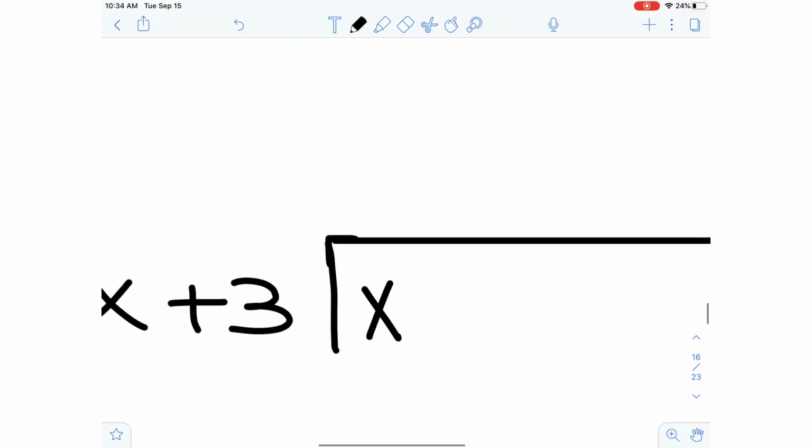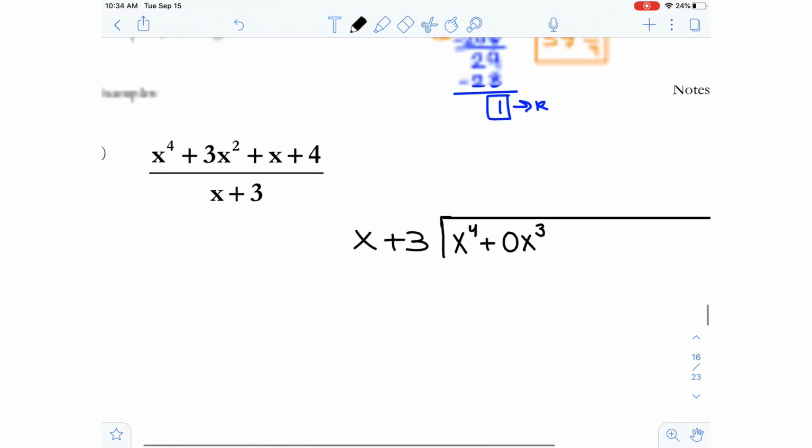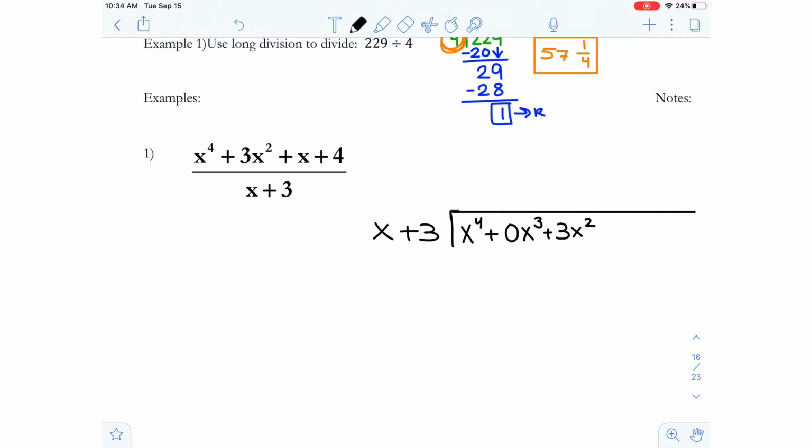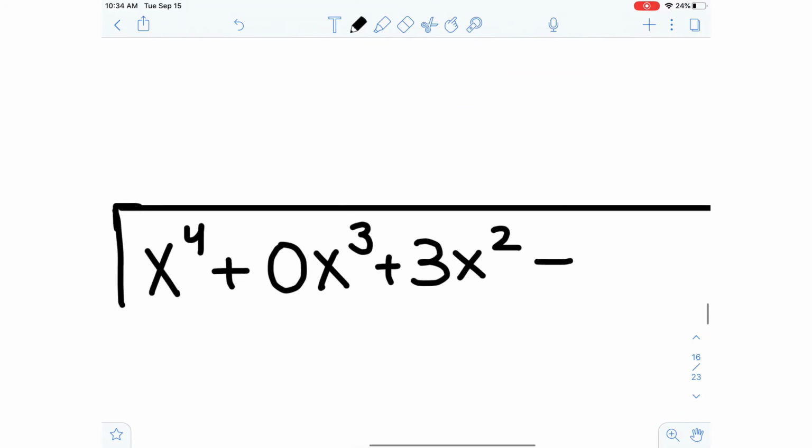We have x to the 4th. Since we do not have a cubic term, I'm gonna write it as 0x cubed, because 0 times x cubed is still 0. So it's like it's not there, but it kind of is there. And we're going to need it there in order to get this problem right. So if you're missing a term, you put a 0 with it. x squared, then we have our linear term plus x plus 4.